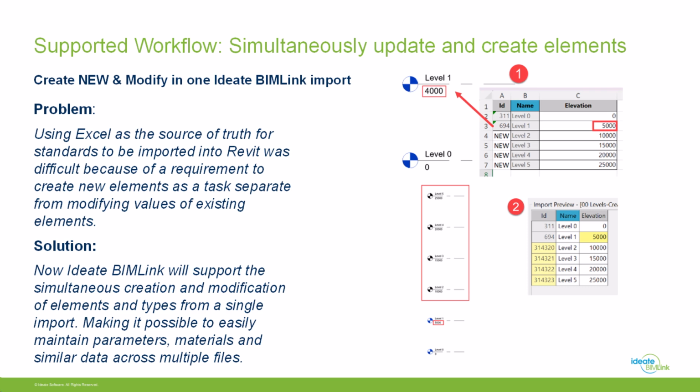Here is how it works. In the Excel file, any rows with an existing element ID will be treated as a modification, like updating elevations of level 1. And any rows marked with new in the ID field will create a new element, such as new levels, with their own names and elevation. This enhancement is especially helpful for maintaining consistent parameters, levels, text, and materials across multiple project models. And it's a big time saver for anyone managing standards in Revit.